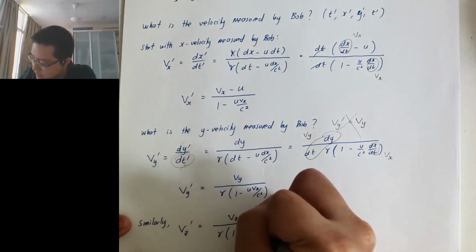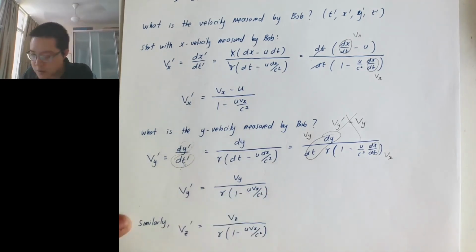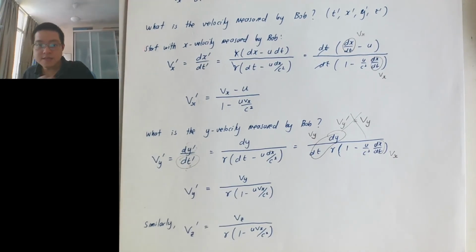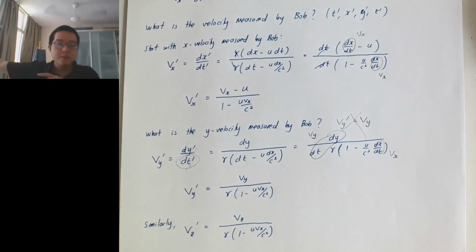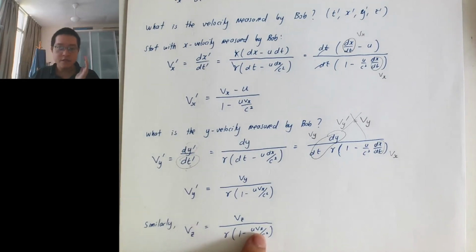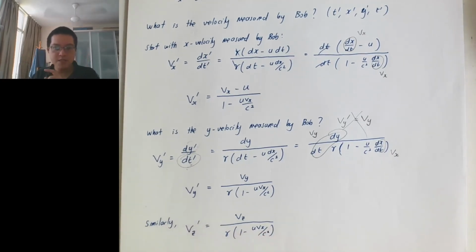u Vx over c squared. So this is when the particle can be moving in any direction, x, y, z. We're talking about point P. But Alice and Bob's relative velocity is only in the x direction. So I have three objects over here.